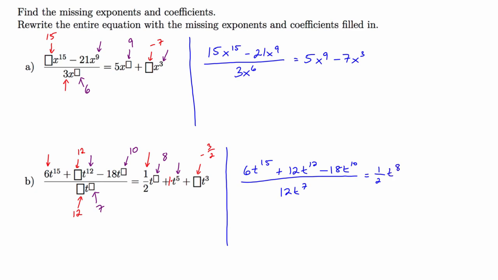The middle term was 12t to the 12th divided by 12t to the 7th. 12 divided by 12 is 1. T to the 12th divided by t to the 7th is t to the 5th. And finally, negative 18t to the 10th over 12t to the 7th. Negative 18 over 12 reduces down to negative 3 over 2. T to the 10th divided by t to the 7th is t to the 3rd. We can now check the right side of our equation, 1/2 t to the 8th plus t to the 5th minus 3/2 t to the 3rd, and check that it does match the work that we had originally had in our scratch work on the left side of the paper.